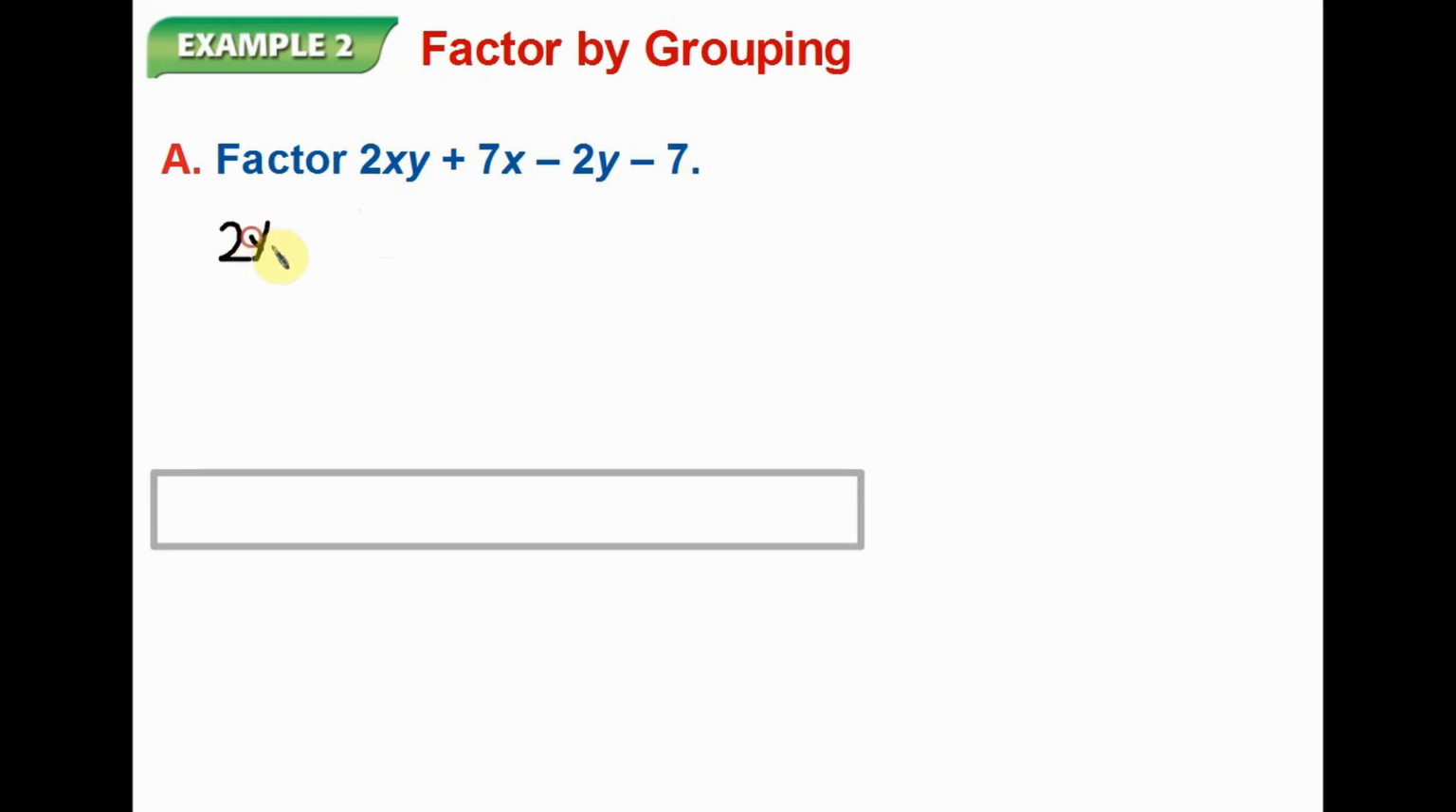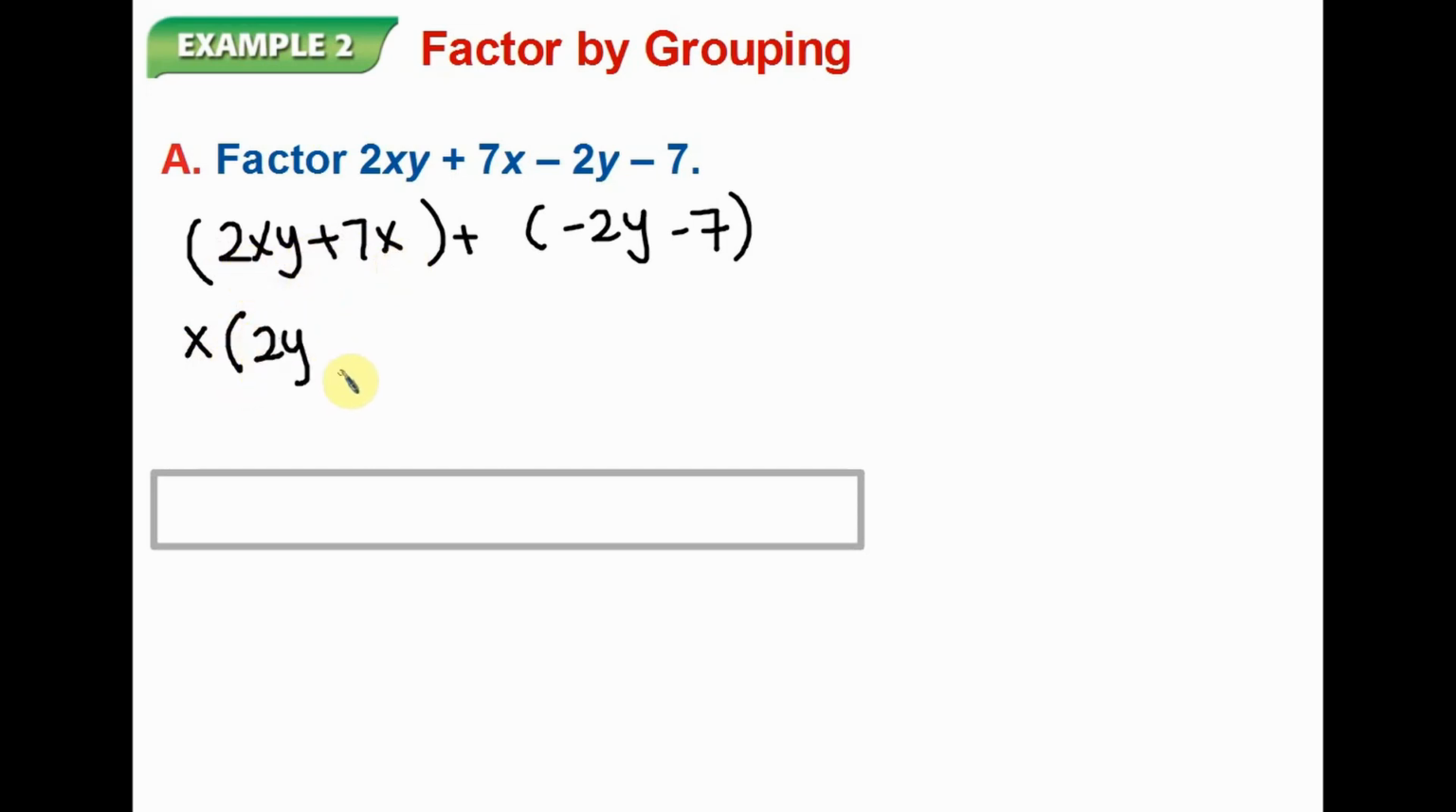So I will have 2xy plus 7x in one group, and then you will have negative 2y minus 7. So let's see what they have in common. On this first group, it looks like they both have just x in common. So if I take out the x from each term, I will have 2y in the front, and then I just need to multiply by 7 as well, so that I can get back this expression. Plus, if I have this negative 2y minus 7, they don't really have a factor other than just negative. So if I take out the negative 1 in the front, negative 1 times what would give you negative 2y?